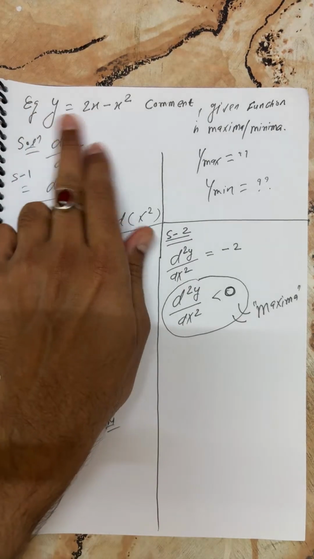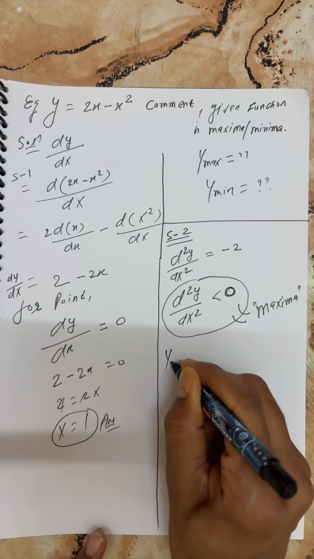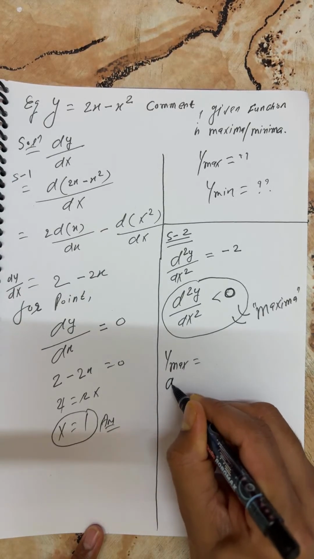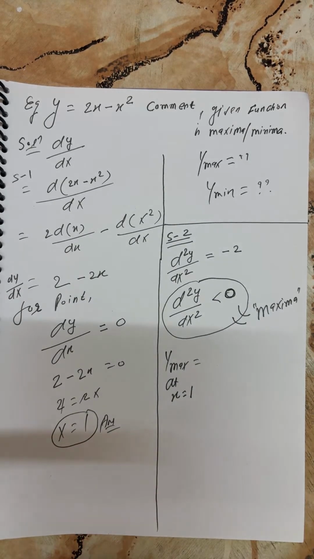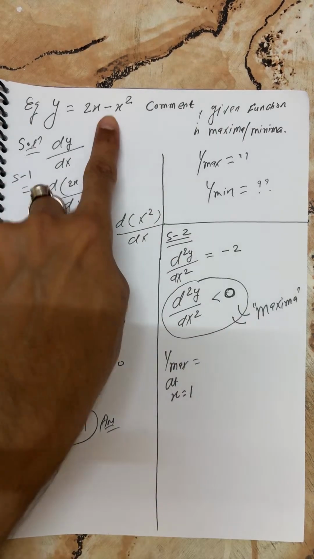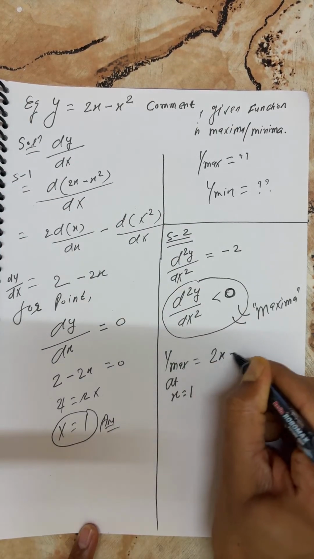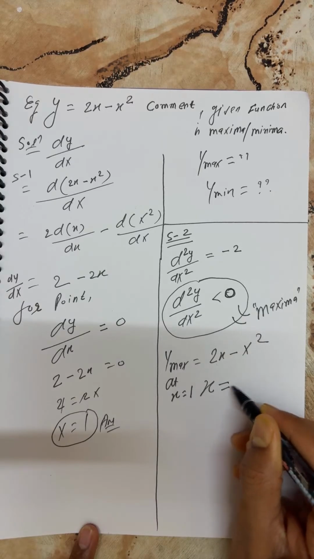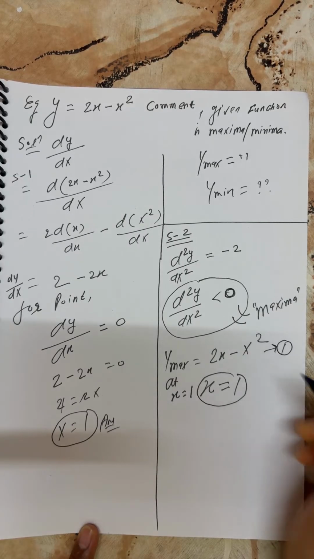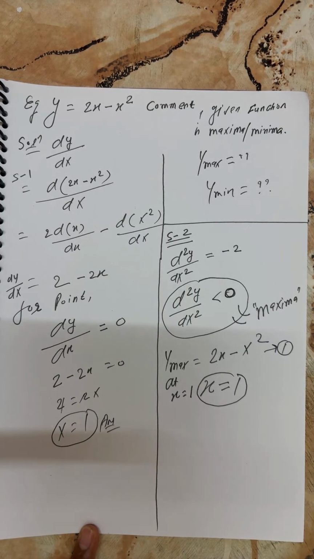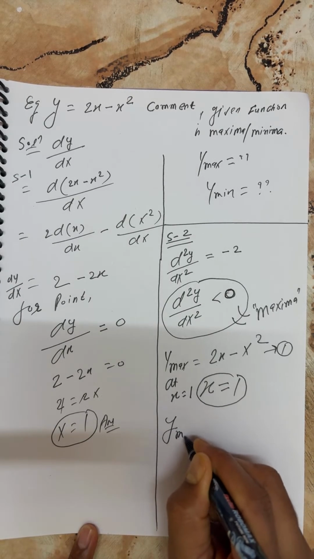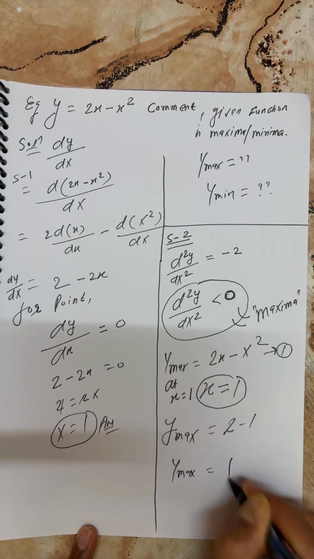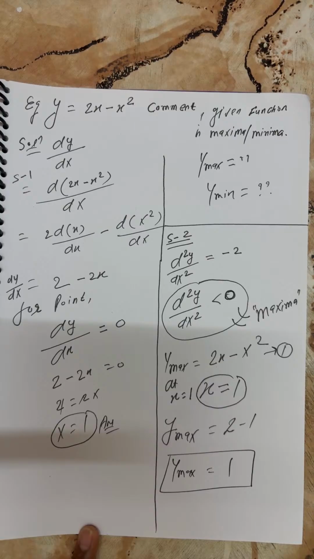So you need to find, this is the given equation, y maximum. So what is y maximum here? y maximum at x is equal to 1. Keep in your mind. So x is equal to 1 here. You can put it in this given equation, y = 2x minus x square. Here I'm substituting x is equal to 1 in equation 1. So we can write y maximum, which is 2 minus 1. So what is your y maximum? Which is equal to 1.